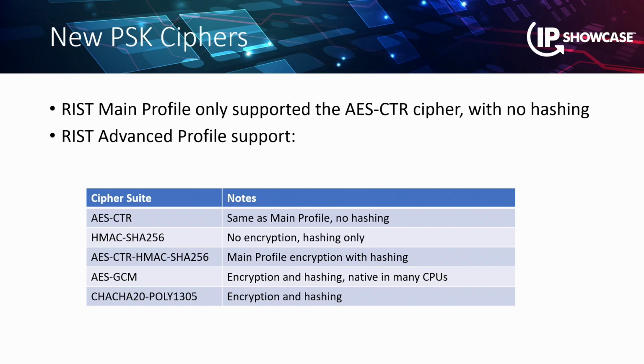So, more ciphers. Main profile only uses AES-CTR for PSK. Now we also added AES-GCM and ChaCha. And we also added hashing on PSK. So if someone changes your packet, that's one problem of main profile with AES-CTR. If someone changes the packet, you can corrupt it. With hashing, you detect that. You absolutely detect that. So it's another security feature. We added hashing.